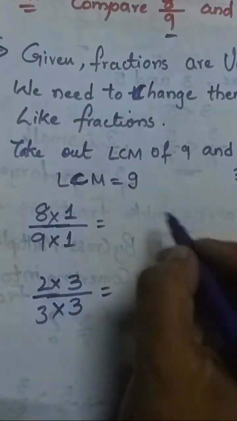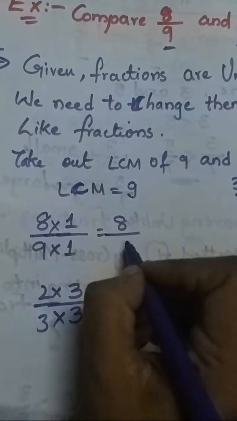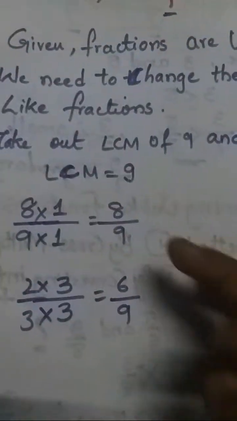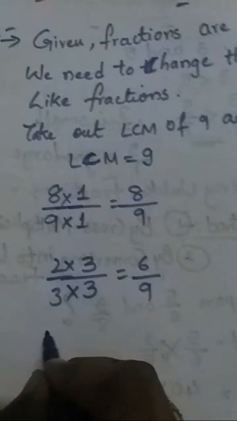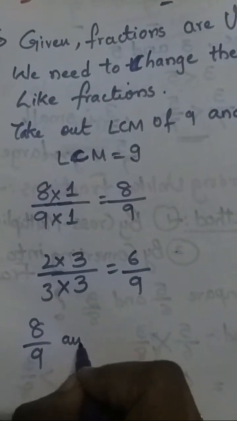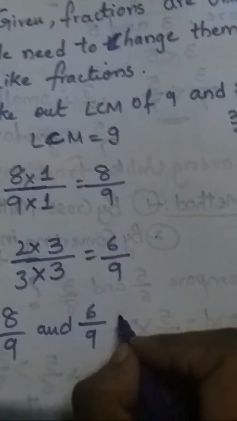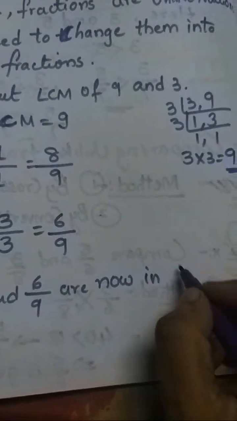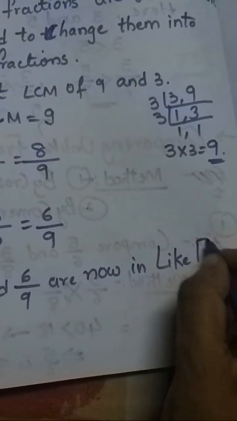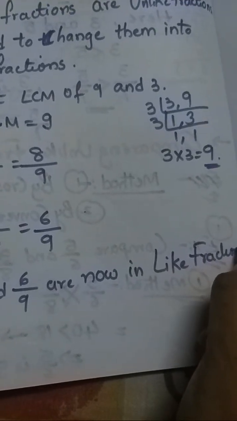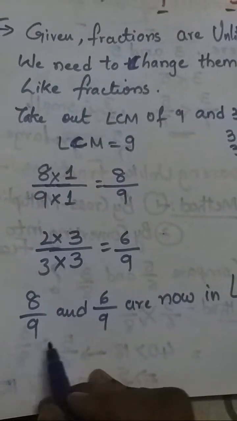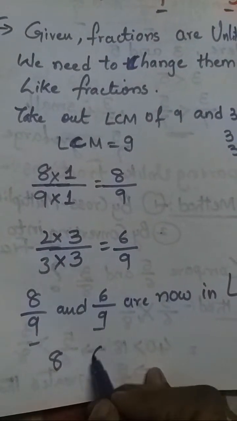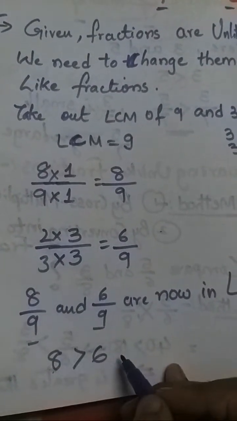So now compare this. 8 ones are 8, with denominator 9. 2 threes are 6, with denominator 9. So now these fractions, 8 by 9 and 6 by 9, are converted into like fractions. Now we can easily compare the values, okay. Here the denominators are the same. Now compare the 8 and 6. 8 is greater than 6.